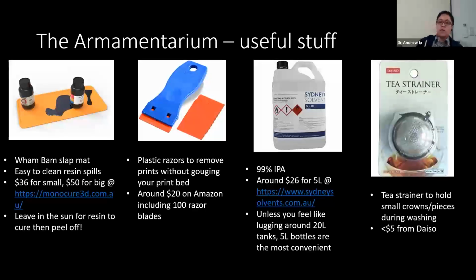For your small prints, especially in these big wash units, they'll sift through the little grates and grills. So you get these tea strainers to hold your small crowns and pieces. You can get them really cheap. I got mine for less than $5 from Daiso. You just chuck the small pieces you want to wash inside the tea strainer, and then chuck the whole thing inside the wash unit. You know it's not going to sift through, and you're not going to be digging around in contaminated IPA looking for your small temporary crown or temporary bridge that you've printed out.